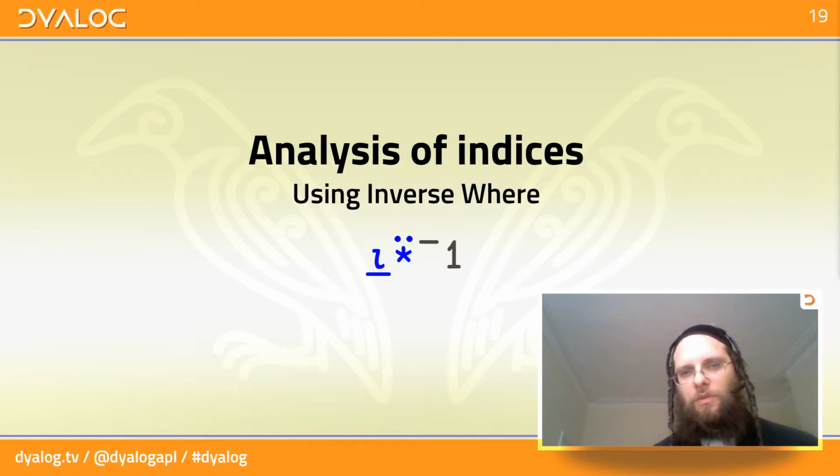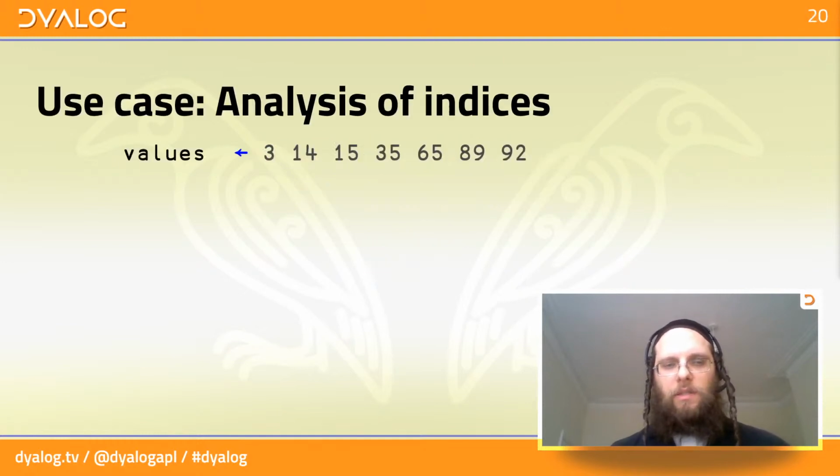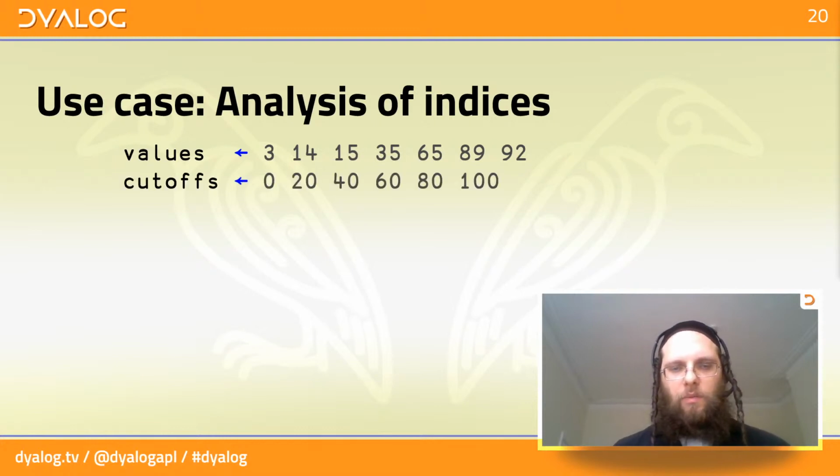The first thing I'm going to show here, using the where inverse, is when we want to gather some information about some indices. So let's say we have some sorted values. They could be measurements. And we're now going to classify them into intervals, into bins, so to say.